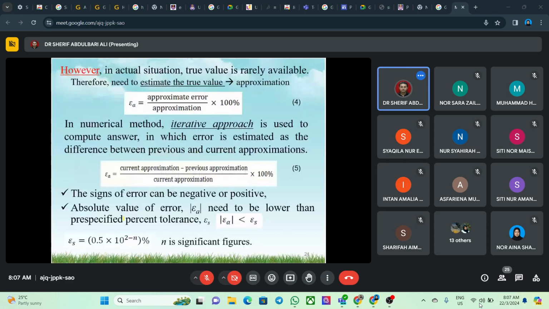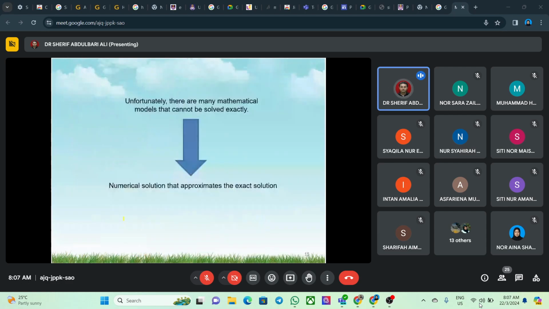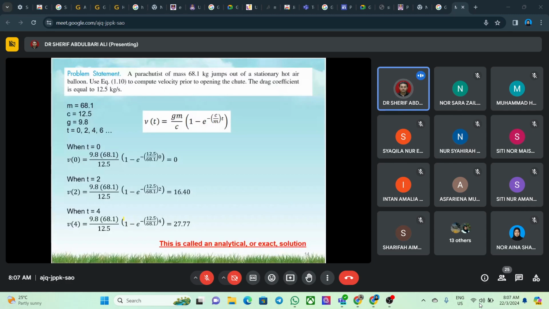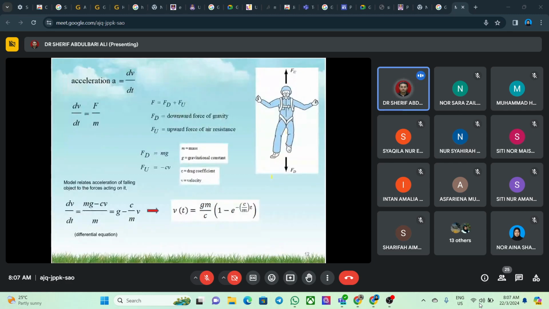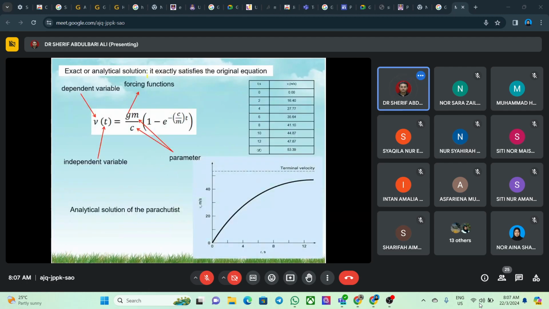If you are not following what I'm saying here, go back to the first example that we have taken before, remember, the example of the parachute, where we want to calculate the velocity of the parachute. When we solve it using this equation, we say that this is the analytical solution, or the exact solution.